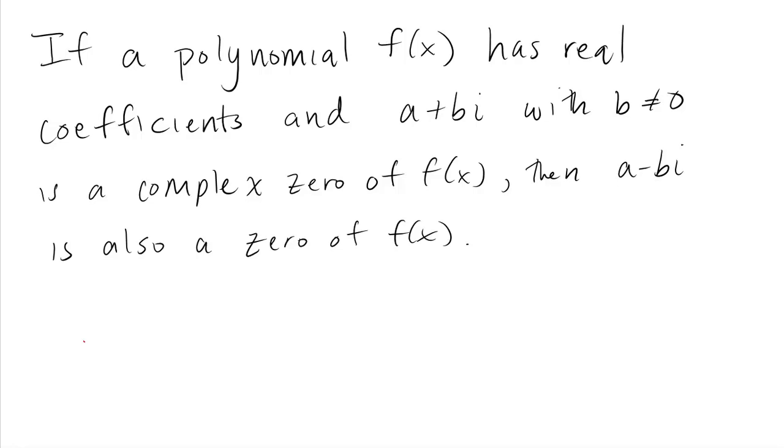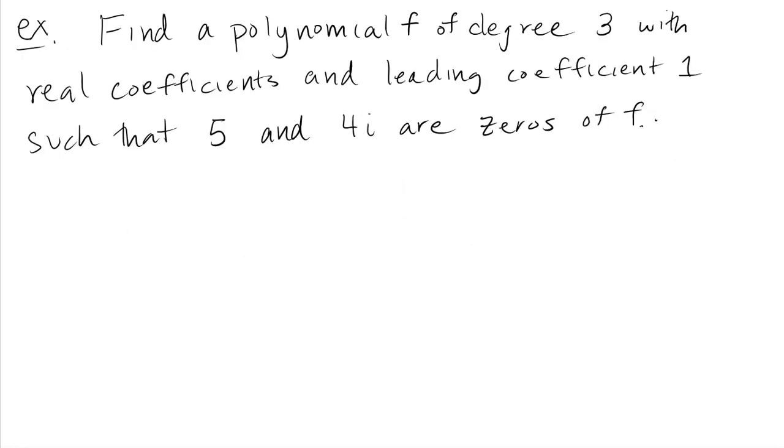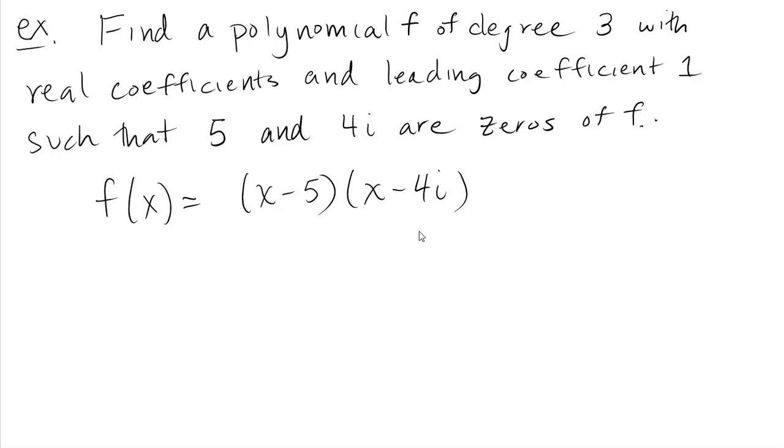Here's an example of where we could use this. This example says, find a polynomial f of degree 3 with real coefficients and leading coefficient 1 such that 5 and 4i are zeros of f. Let's start to construct our function f of x. The leading coefficient is 1, so we don't have to write in a placeholding coefficient a and solve for it later. We know that it's a 1. If 5 is a 0 of f of x, that means that x minus 5 must be a factor. And if 4i is a 0 of f of x, that means that x minus 4i must be a factor.